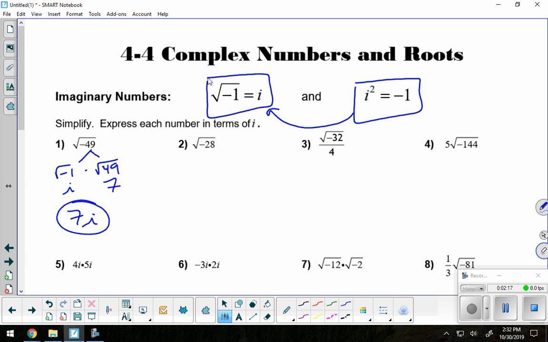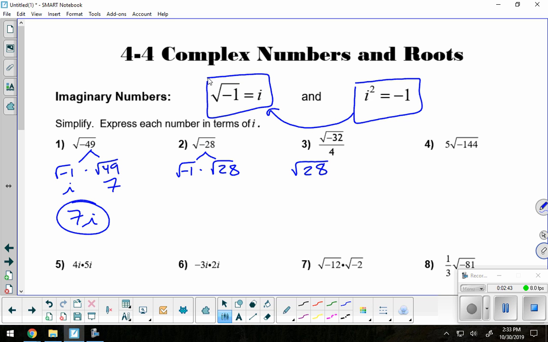But if you have something like the square root of -28, if you separate this, same idea as the last one, I'd have the square root of -1 times the square root of 28. But 28 is not a perfect square, not like 49 was. So we'd have to break down 28 by hand, which you could do one of two ways. Let me just highlight this for you. I'm going to do it both ways just to show you how you can simplify a radical.